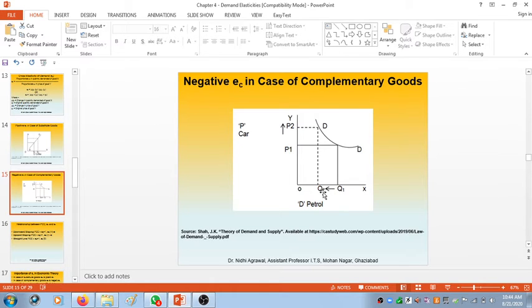So what you are observing here is that there is an inverse relationship or negative relationship. If the price of one commodity is going up, then simultaneously the demand of another commodity is going down, because these are correlated. If you are purchasing a lesser quantity of cars, then obviously your consumption of petrol will also be lower. So this is the case of complementary goods, and in this case the demand curve is downward sloping, right?